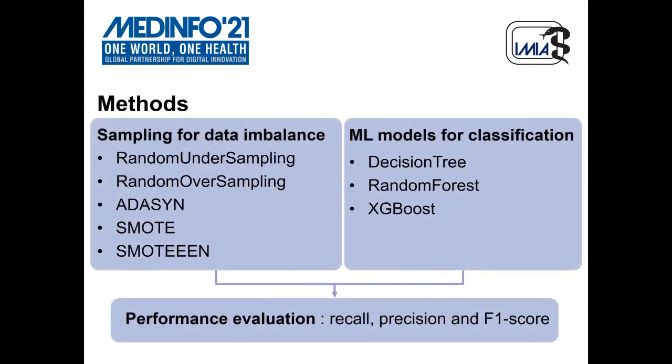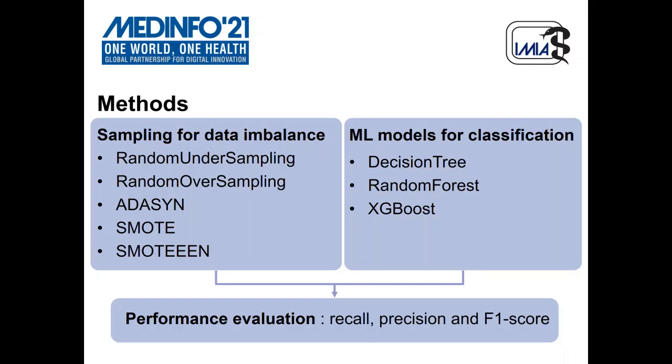So here are the samplers and models used to correct data imbalance and then classify the cases. We tested 5 samplers, which one way or the other correct data imbalance by sampling either the class minority, the complex cases, or the class majority, the non-complex cases. So random undersampling, or RUS, randomly deletes instances in the class majority, whereas random oversampling, ROS, randomly duplicates instances in the class minority until both classes have equal size.